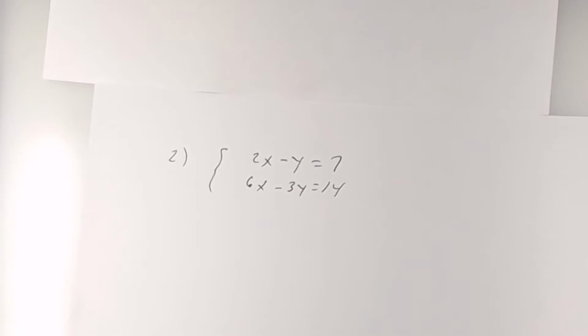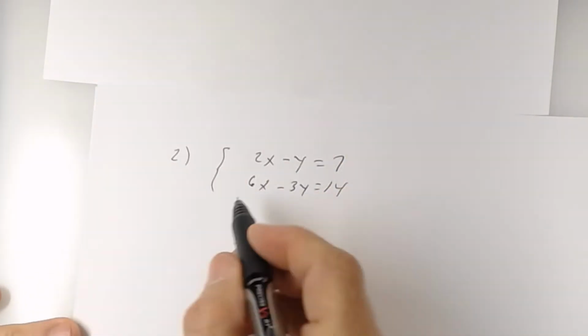Now if you want to eliminate the x's, the least common multiple is 6, right? So you'd have to multiply the top equation in that case by -3. We haven't gotten that far yet. Okay? All right. So we're going to eliminate the y's, right?